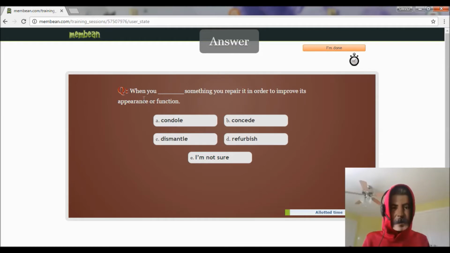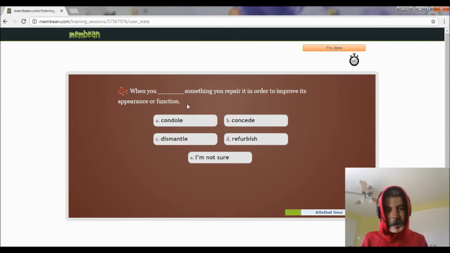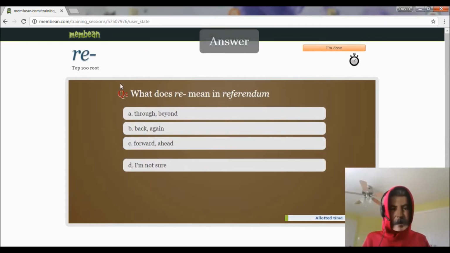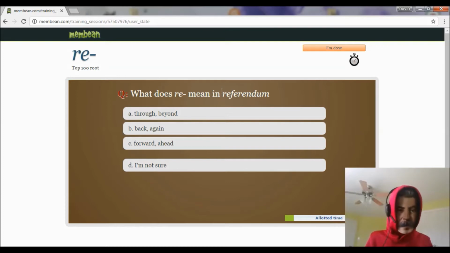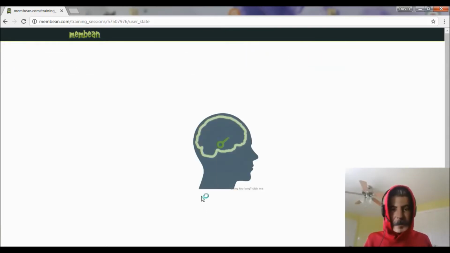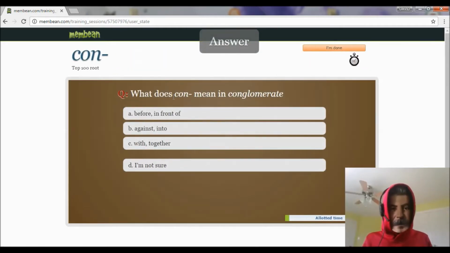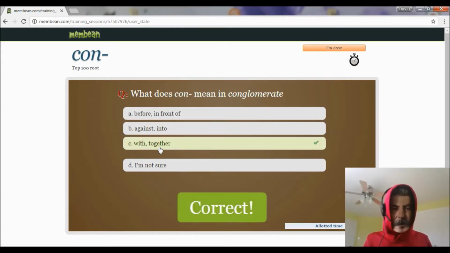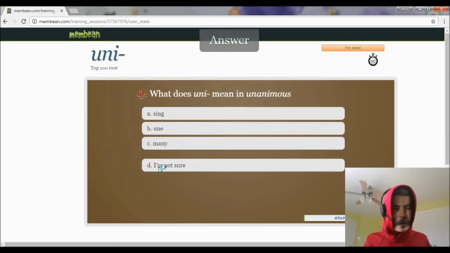Alright, first question. When you blank something, you repair it in order to improve its appearance or function. Refurbish is the answer. What does re mean in referendum? Back. Again. Correct. What does con mean in conglomerate? With. Together. Correct.